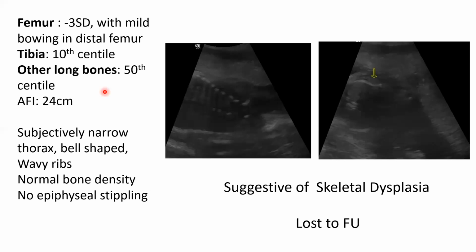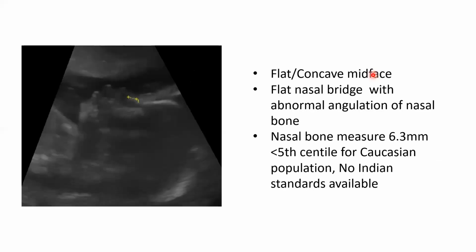And there was a subjectively narrow thorax that we can see here in the first ultrasound pic. And there was a bell-shaped thorax, and the ribs were wavy, and then bone density was normal, and there was no epiphyseal stippling. So all these features put together were suggestive of skeletal dysplasia, but the family did not decide on further follow-up, and they did not go for any genetic evaluation further. But the diagnosis was made with these findings, suggestive of skeletal dysplasia. So this was the second case, presented in late advanced gestation, around 28-29 weeks of gestation.